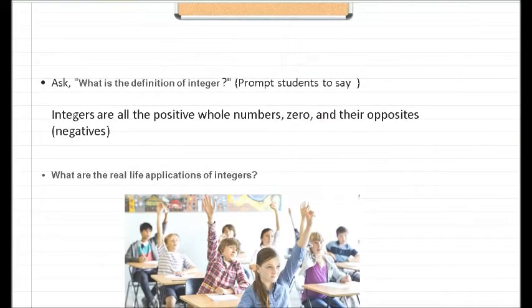Integers are all the positive whole numbers, zero, and their opposite negatives. I have another question. What are the real life applications of integers?